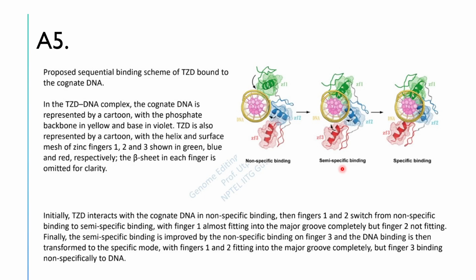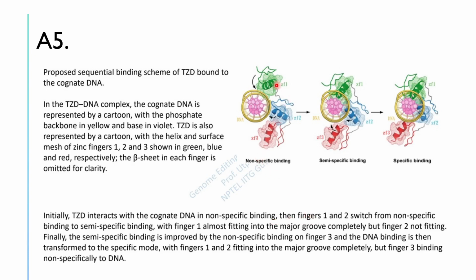Okay, they search for the specific DNA sequence. That will be semi-specific binding, and then it leads to specific binding, which is proper with the specific DNA sequence and the TZD domain. Initially, TZD interacts with the cognate DNA in a non-specific binding. Then fingers 1 and 2 switch from non-specific binding to semi-specific binding.